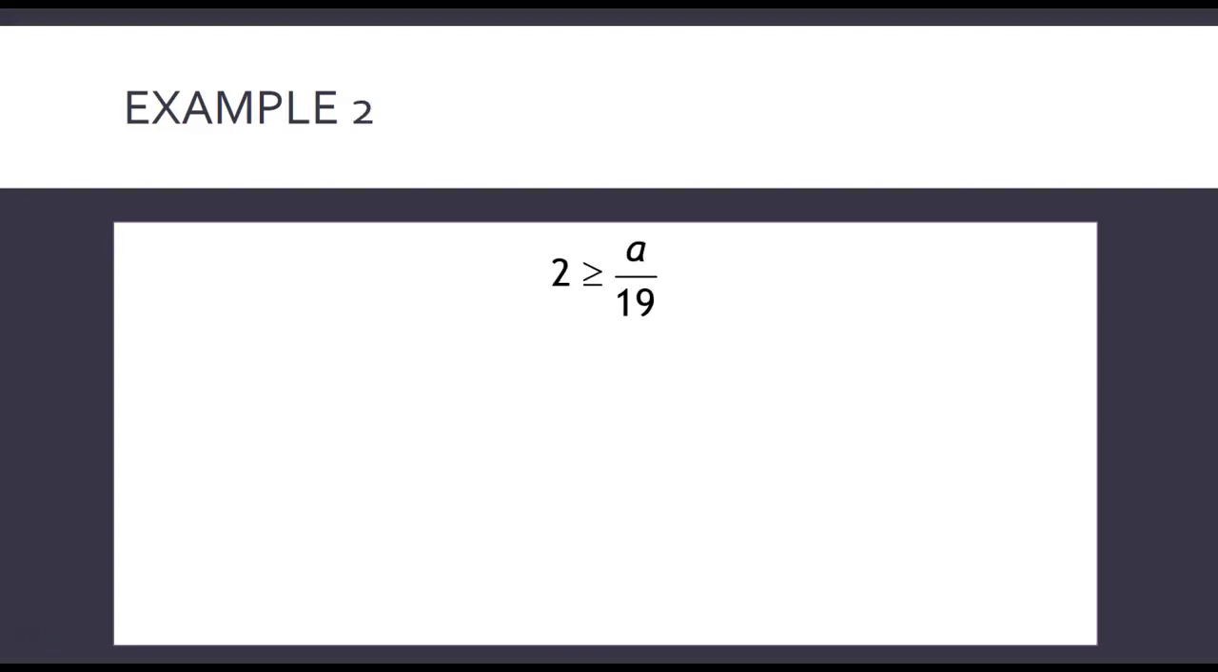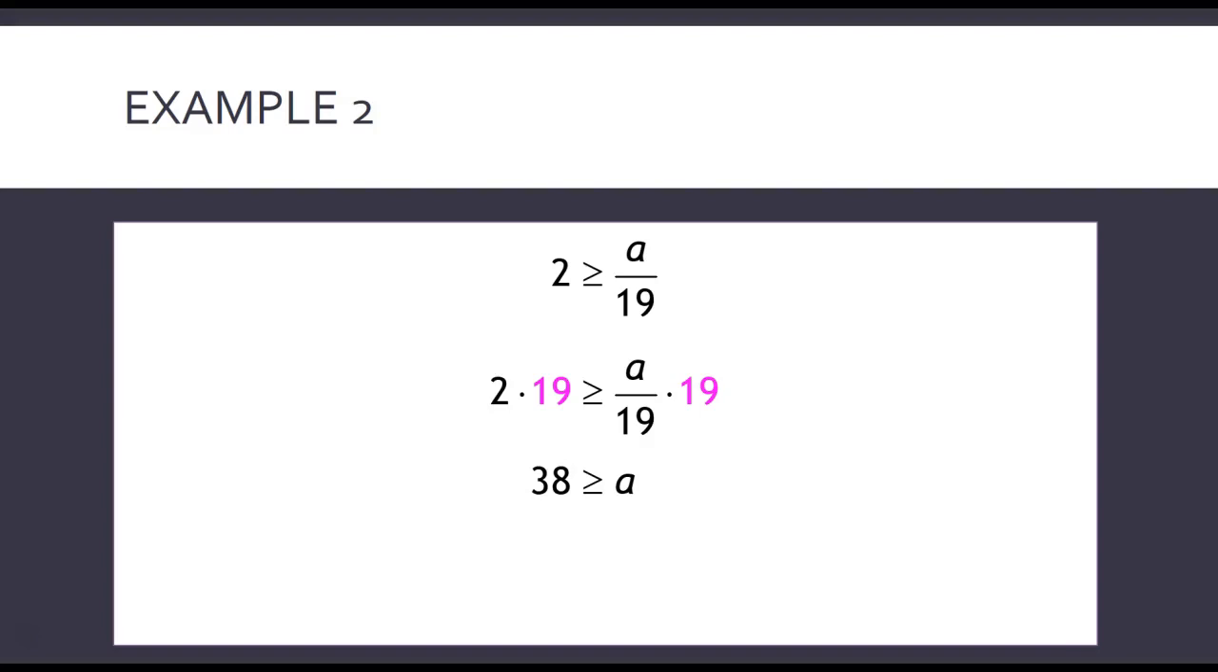2 is greater than or equal to a divided by 19. So if this were an equation, we would just multiply 19 by both sides, and that's what we're going to do when we're solving the inequality. We'll multiply both sides by 19, and we have 38 is greater than or equal to a.